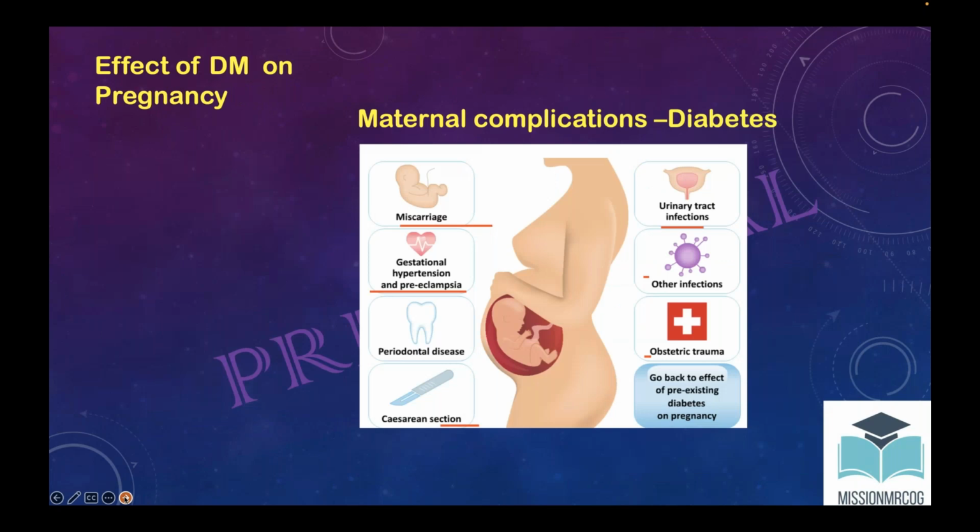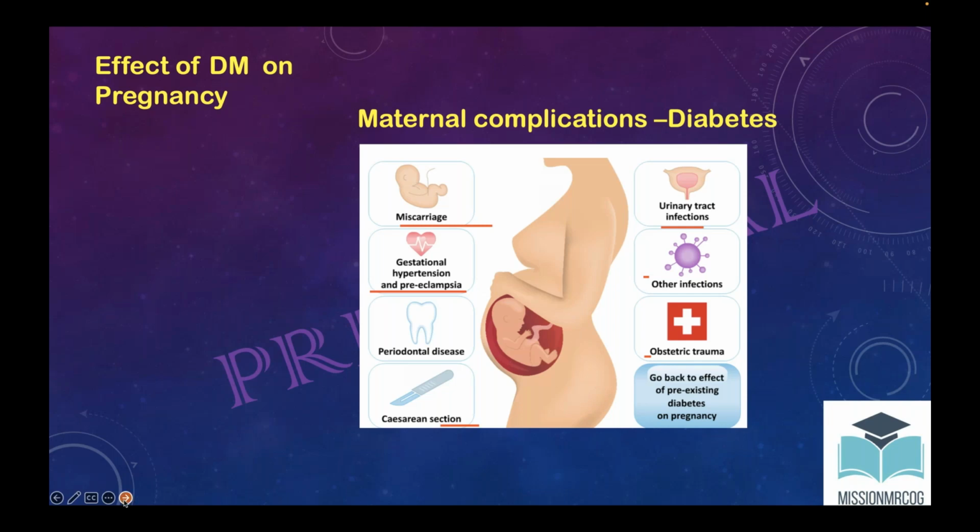Now, what will be the maternal complications? That is the effect of diabetes on pregnancy, on the mother. So maternal complications would be miscarriage, increased risk of gestational hypertension and preeclampsia, increased perinatal risk, more likely to have infection, and cesarean sections are high. Apart from this, increase in infection, that means UTIs and other infections, and obstetric trauma, because we already know there is macrosomia. If the macrosomic baby is coming out through the maternal pelvis, the chance of perineal trauma is high. So these are the maternal complications that can happen if diabetes is there.